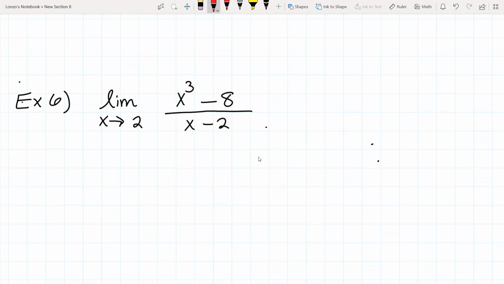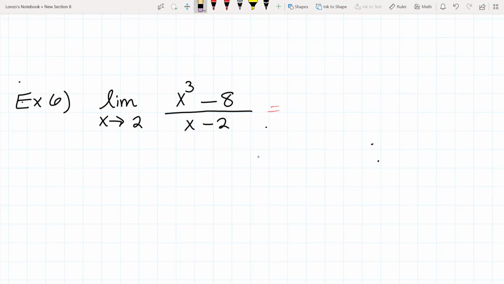What is the limit as x approaches 2 of this rational function, x cubed minus 8 over x minus 2? Well, if you put 2 immediately, what would happen? You would get 2 to the third minus 8 over 2 minus 2, and that would just be 0 over 0, which is not what we want, right? So what we're going to do is simplify.